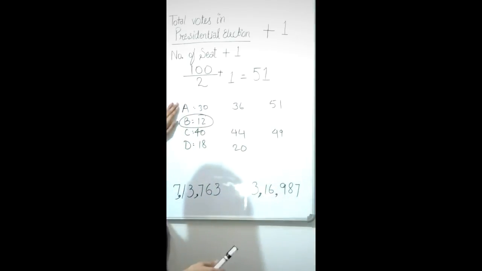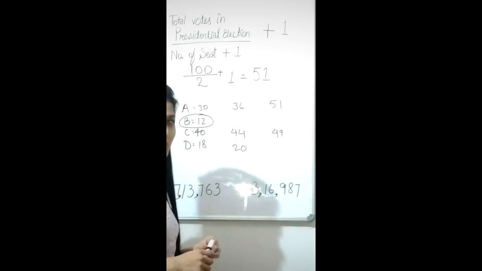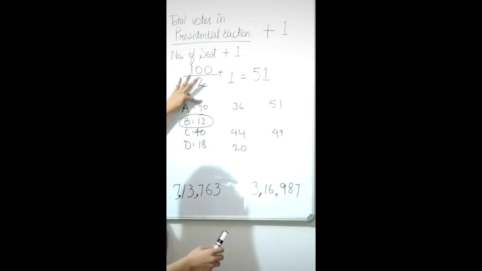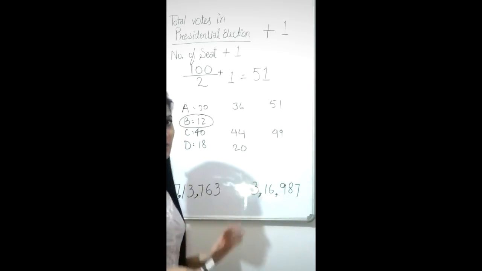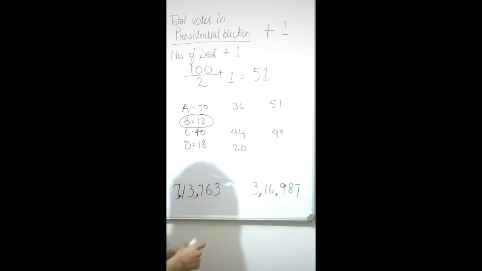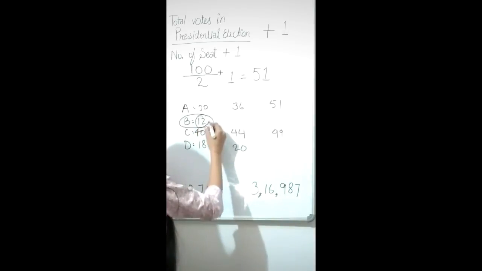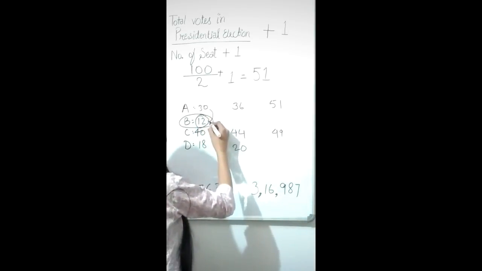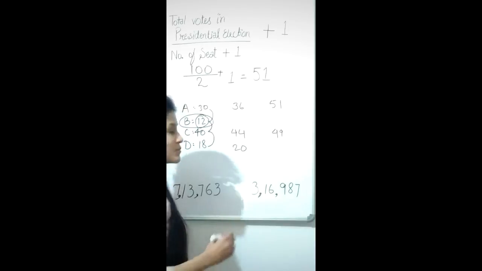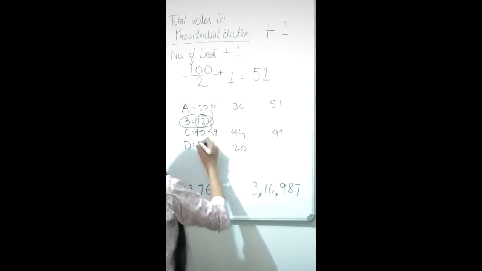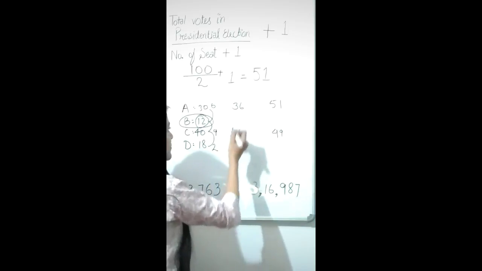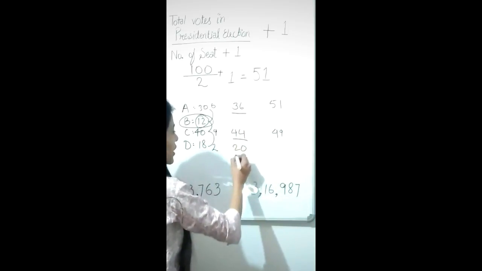Now suppose there are 4 candidates A, B, C and D. According to the first preference of votes, A gets 30 votes, B gets 12, C gets 40 and D gets 80. So here B gets the least number of votes. So he will be eliminated first. And the votes of B will be transferred to other candidates according to their second preferences. Like 6 transferred to A, 4 transferred to C and 2 transferred to D. It will become 36, 44 and 20.